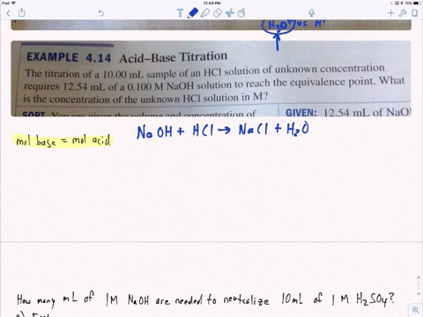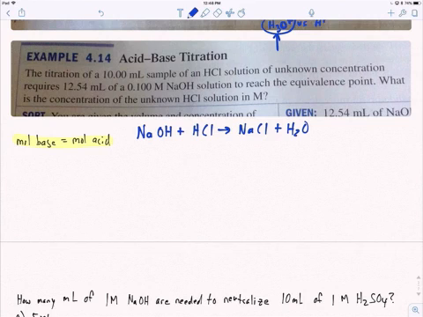A 10 milliliter sample of hydrochloric acid solution of unknown concentration requires 12.54 milliliters of 0.1 molar sodium hydroxide to reach the equivalence point. What is the unknown concentration of the hydrochloric acid? So, titration, and in doing this, the moles of base equals the moles of acid.